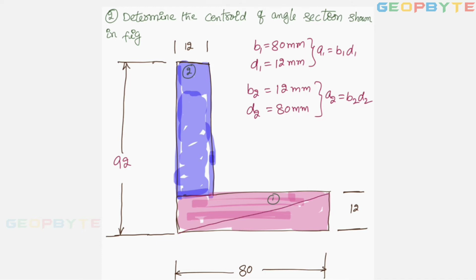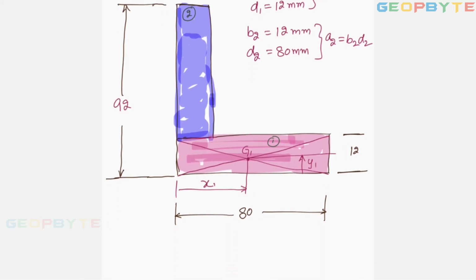Join the diagonals for section 1. Wherever these two diagonals are meeting, that is the center of gravity for section 1, G1. Then I can say this is the x1 and this is the y1. Now let us write the x1, y1 equal to, listen carefully, x1 equal to 80 by 2 and y1 equal to 12 by 2.